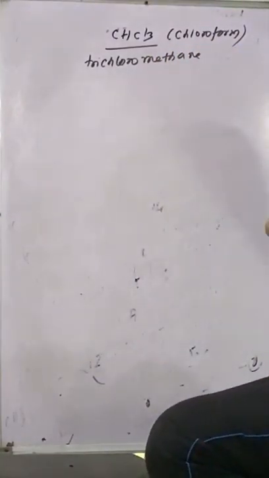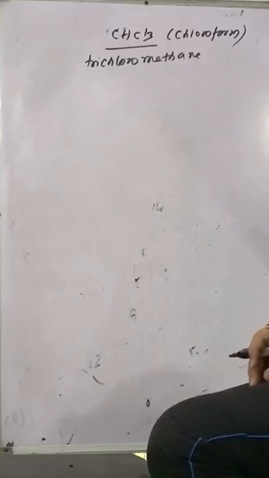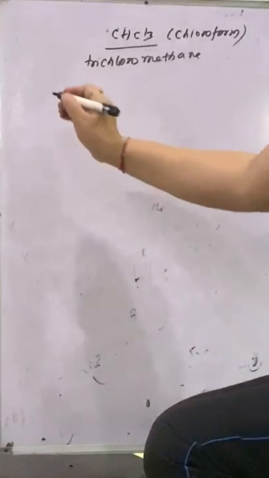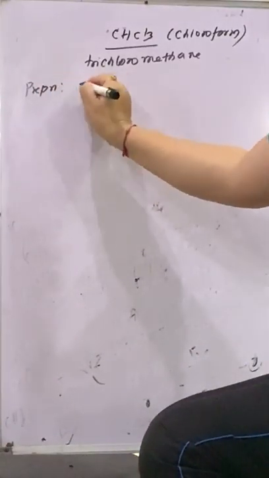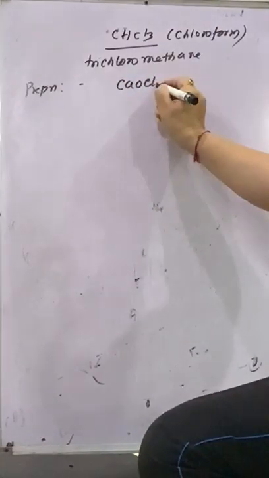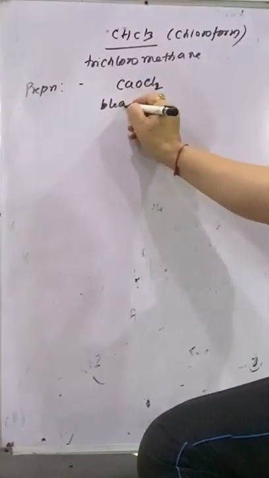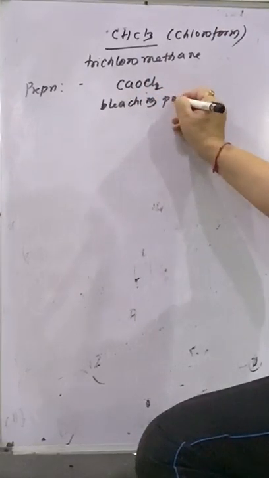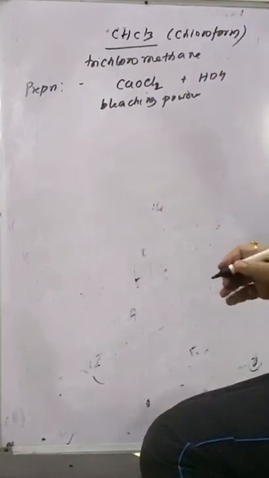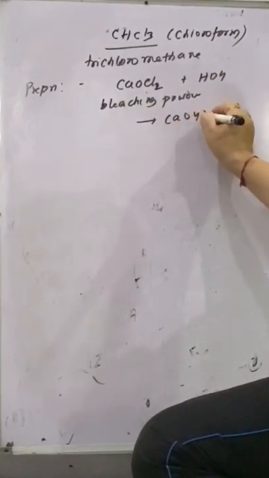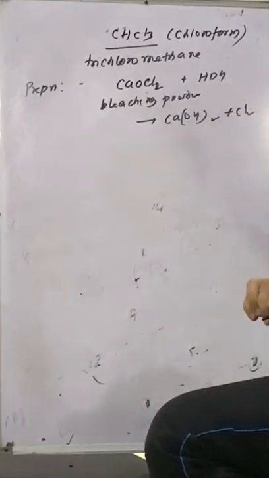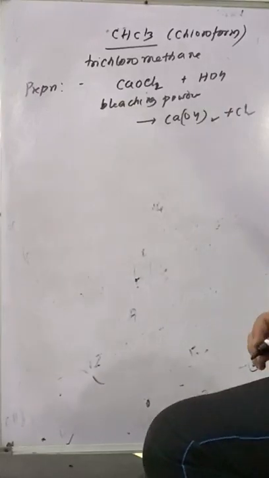When we talk about trichloromethane, we have detailed discussions related to it, first the preparations. Preparation number one: CaOCl2, this is called bleaching powder. You treat this bleaching powder with water. This becomes Ca(OH)2, and chlorine is removed out.